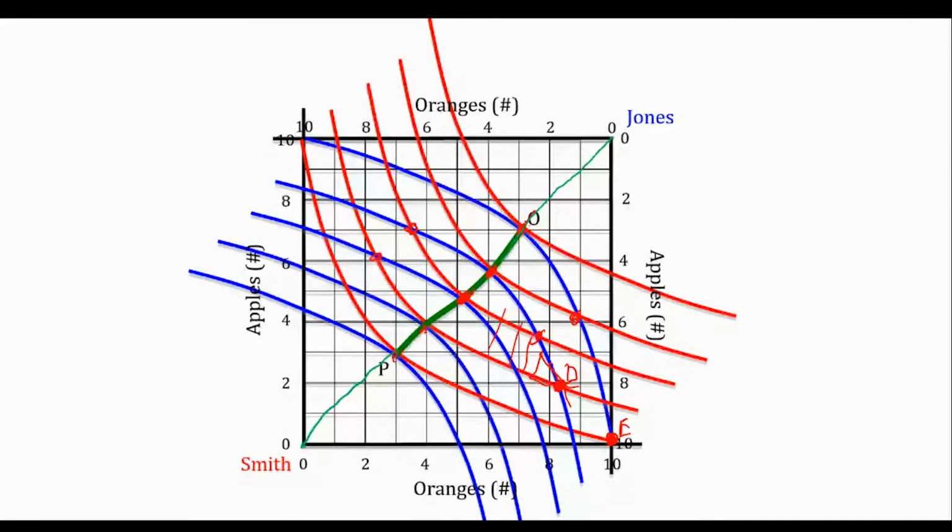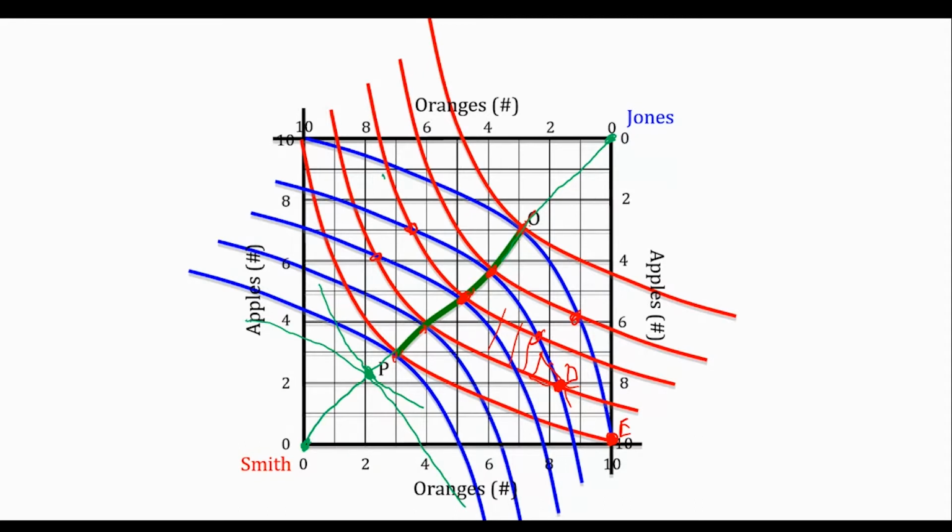We can continue with Jones's indifference curves and Smith's indifference curves like this, and we could find that there's more points where these two are tangent to each other. And they're going to extend, again, all the way to the corners. So in actuality, the Pareto optimal points form along the diagonal.